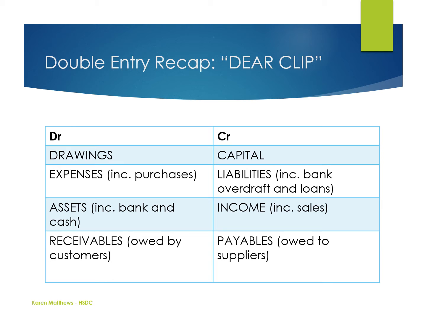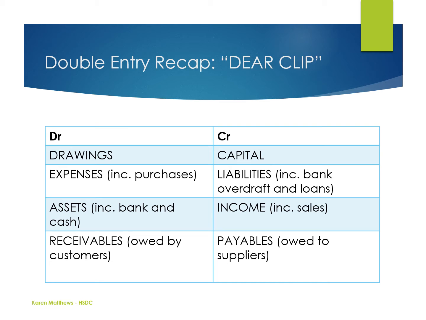So just to recap the double entry DEAD CLIC mnemonic then, on the debit side we have drawings, we have expenses, which includes purchases, wages, motor expenses, expenses being day-to-day running costs of the business. We also include things like depreciation, the charge for the year, and an increase in the provision for doubtful debts. We've got assets, so we talked about assets a moment ago, and trade receivables, which is a kind of asset. They live under current assets on the statement of financial position, and those are amounts owed by customers to the business.